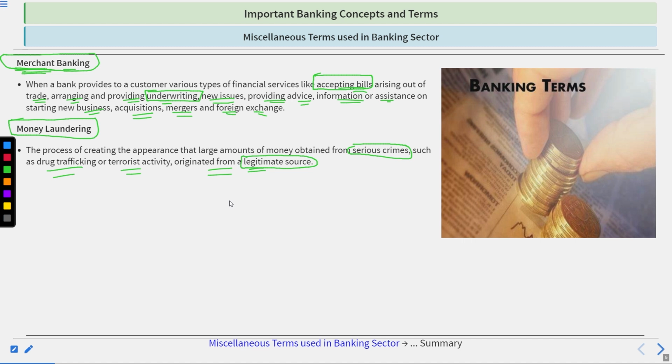Generally, when we try to avoid tax, most of the time the money we are trying to avoid the tax on has been obtained from crimes, drug trafficking, terrorist activities, and so on. So the source from where we earned that money is illegitimate. In order to convert this illegitimate source into a legitimate source and make it appear that way, it comes under the part of money laundering. Got it?